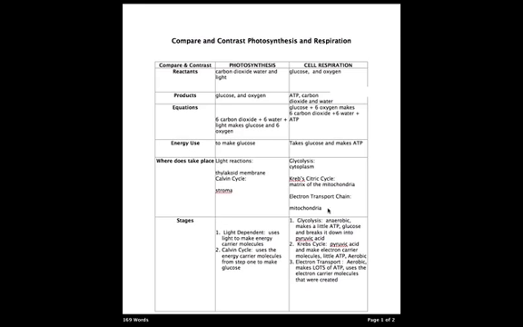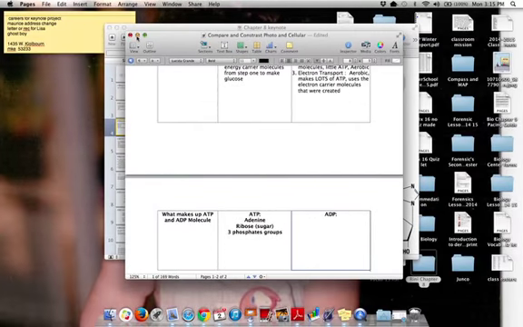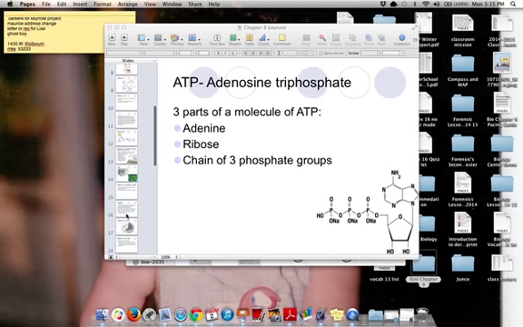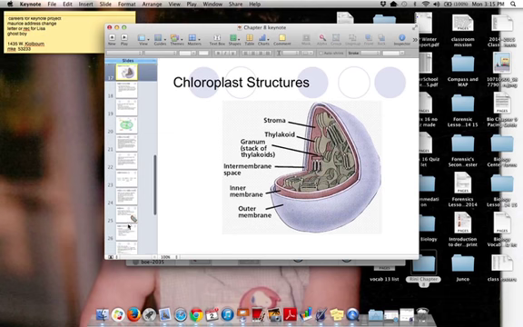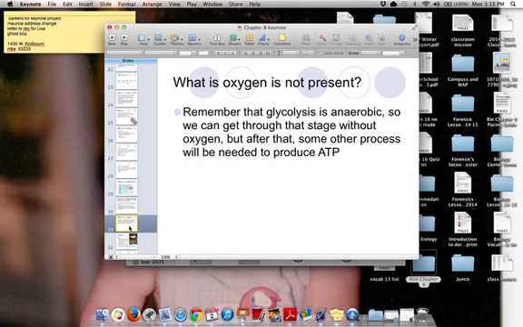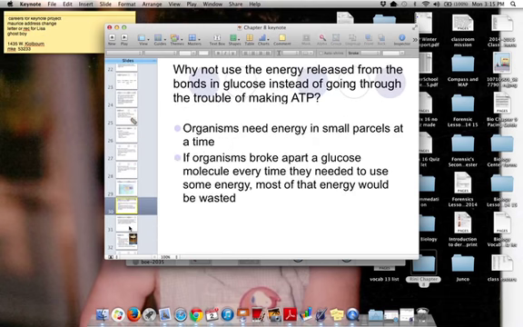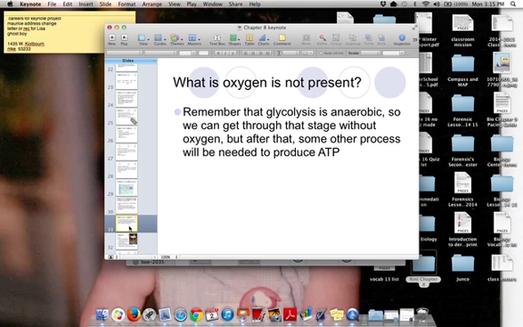So with that said, what I really want to do is take a look at the notes here for a second, because we've talked about glycolysis being anaerobic and not needing oxygen. So let's take a look and see what happens when we don't have oxygen present. So if oxygen is not present, remember that very first part of cellular respiration, we break down without using oxygen. But after that, to be able to produce our ATP, we need to have oxygen.